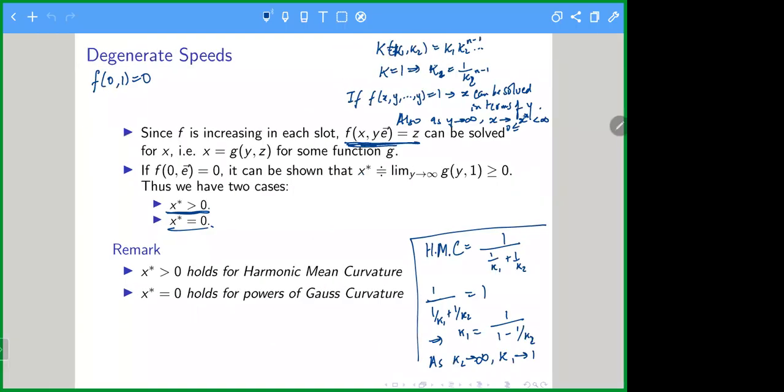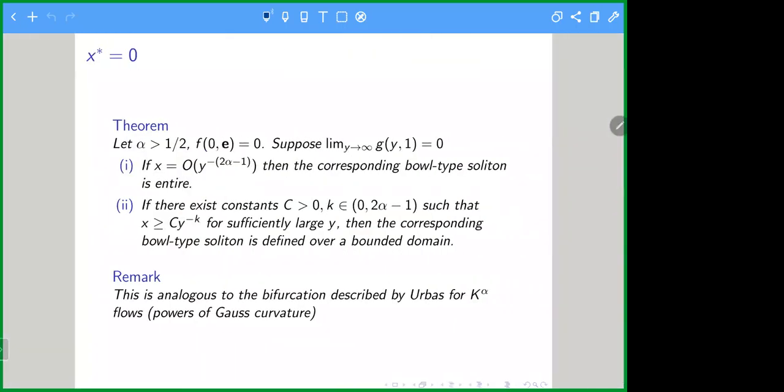And so then the last case is, okay, what happens if this quantity x star that I define is 0? Then also we have a condition that tells exactly when you have entire solutions and when you have non-entire solutions. So here, in the constraint equation that f of x y equals 1, as y goes to infinity, x is approaching 0 is what my situation is.